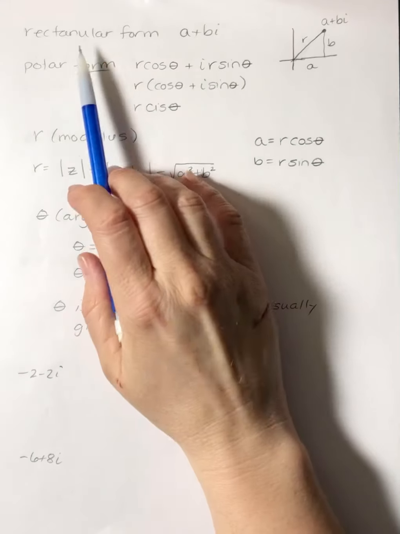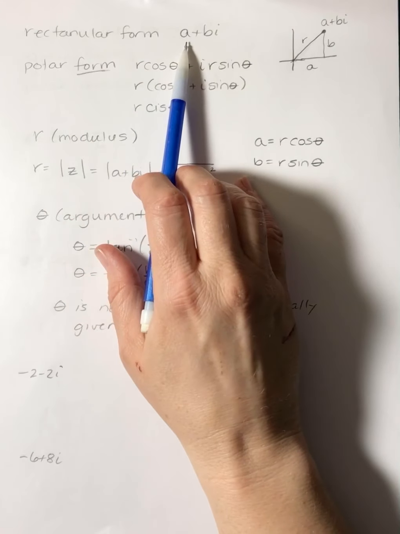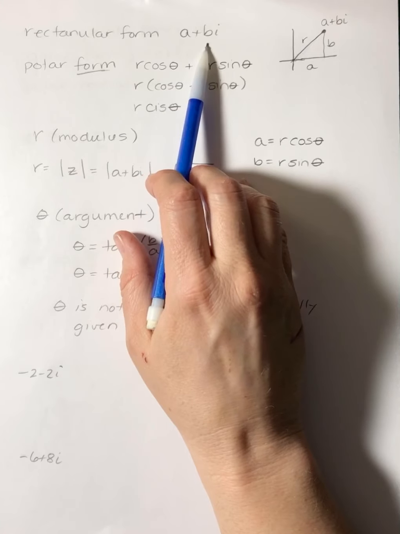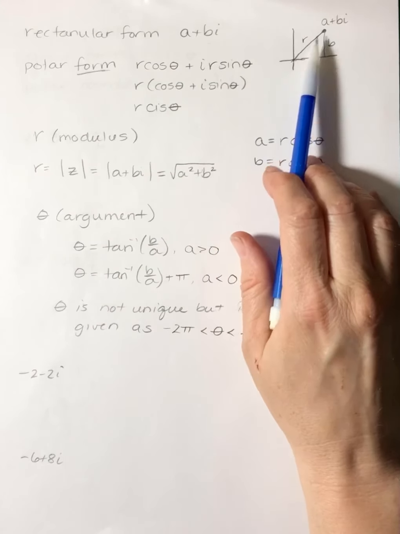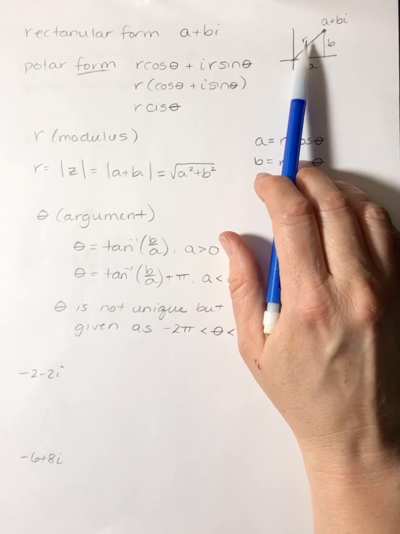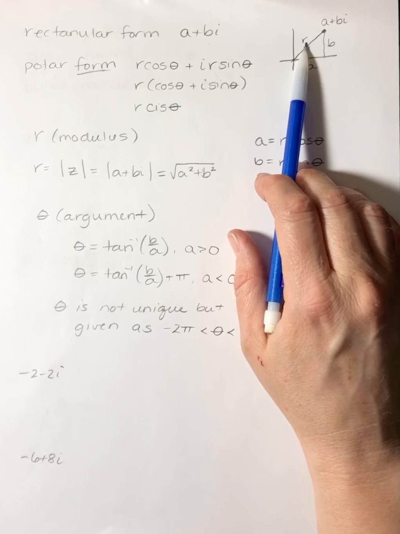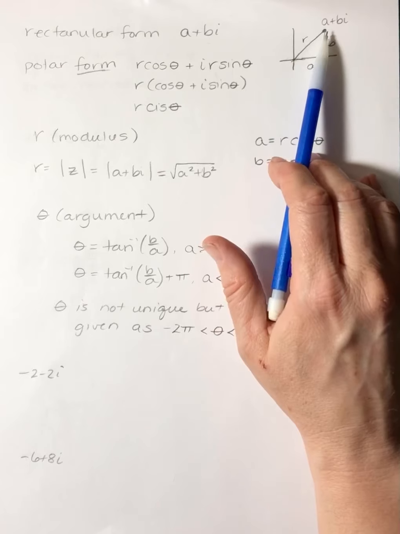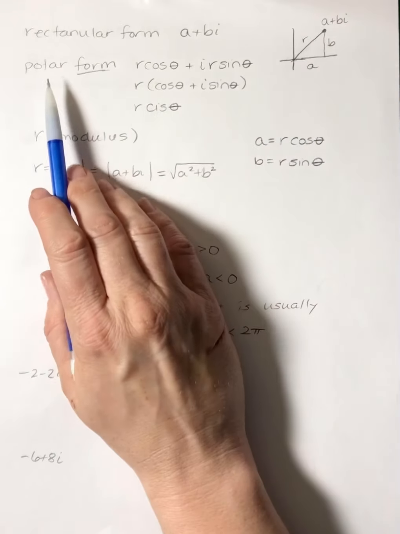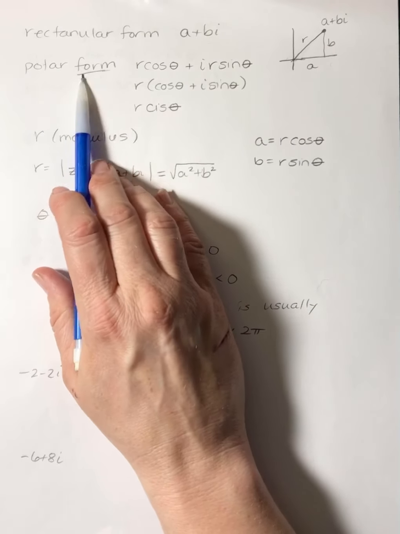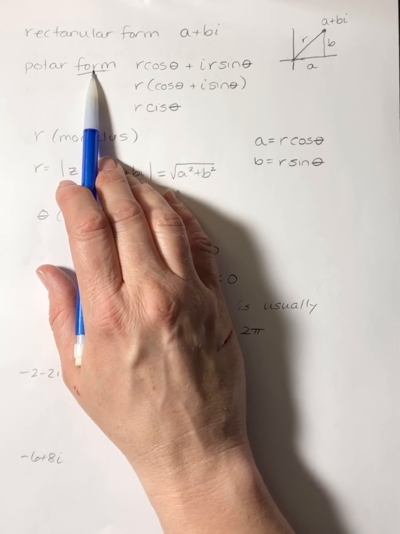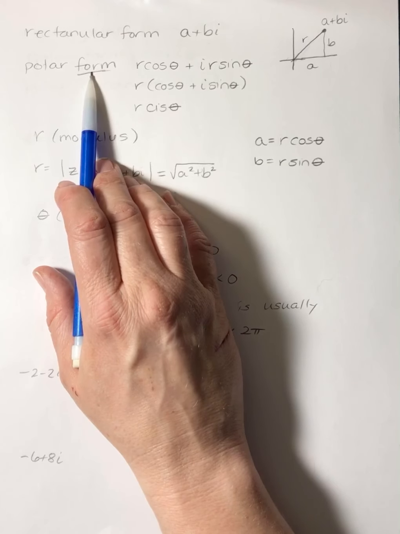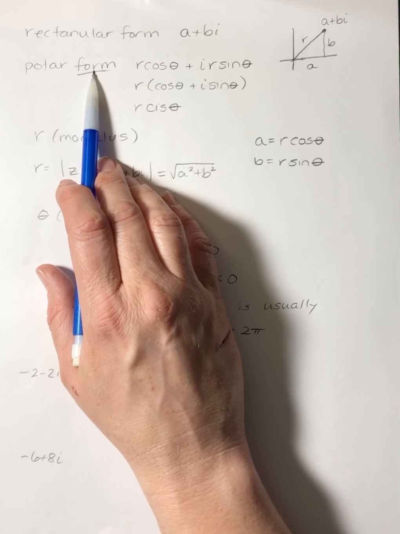All right, so this is the rectangular form of a complex number, a plus bi. If I draw it, we're going to call this r. This is your modulus that we were just finding, the absolute value of a plus bi. Polar form, not a polar coordinate, okay? Polar coordinate is different. That's an ordered pair that has r and theta. This is polar form of a complex number, okay?